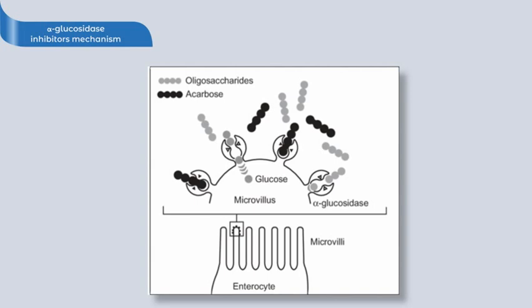Now we can go to the alpha-glucosidase inhibitor mechanism. Here, as we can see, the oligosaccharides will enter the intestinal brush border and will be digested by the alpha-glucosidase enzyme and will be converted into glucose, which is a monosaccharide. To reduce side effects, a small dose of the drug may be given initially. An example of this class of drugs is acarbose.